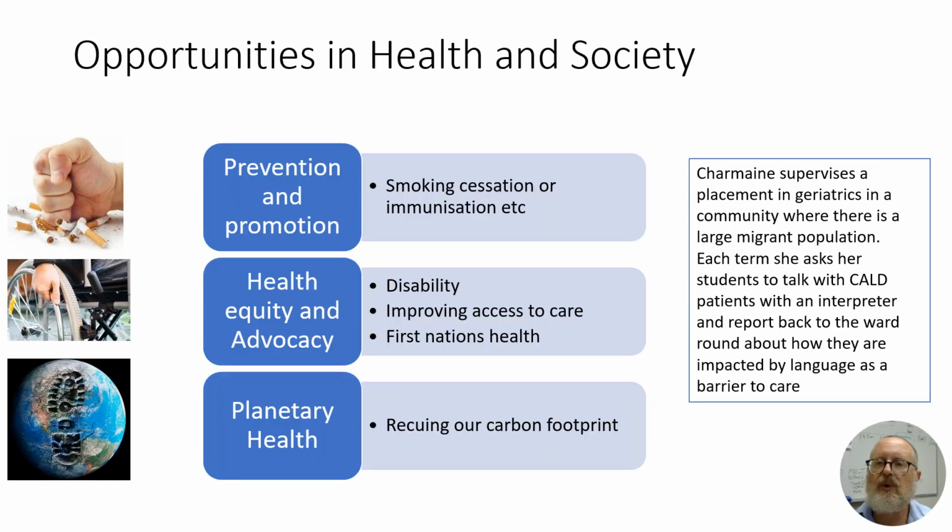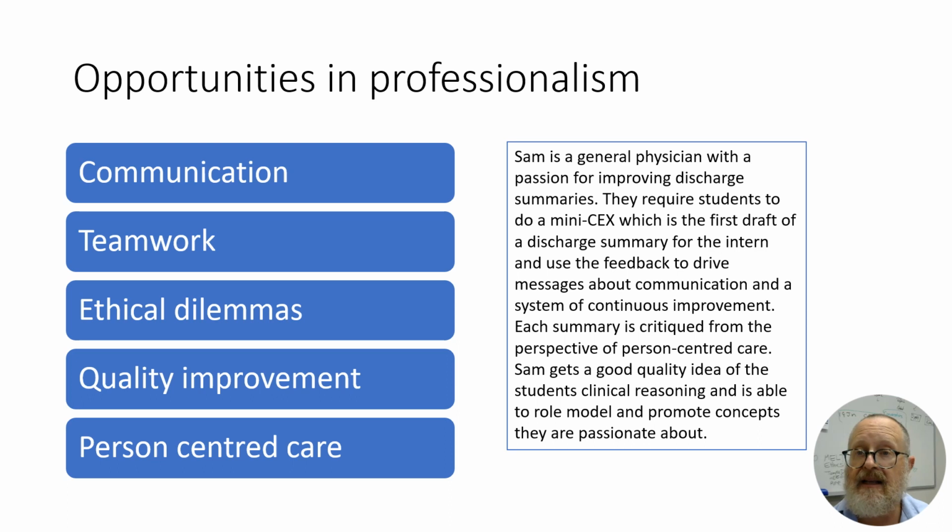And it's important to think broadly about what opportunities are and to include a health and society perspective that covers prevention, promotion, health advocacy, equity, and planetary health. For example, a placement with a large migrant population might be a real opportunity to learn about language as a barrier to care. Similarly, keep a lookout for professionalism that they can learn, such as communication, teamwork, ethical dilemmas, quality improvement in person-centered care. For example, Sam gets his students to do a discharge summary and then models a process of reviewing for person-centered care and continuous improvement.